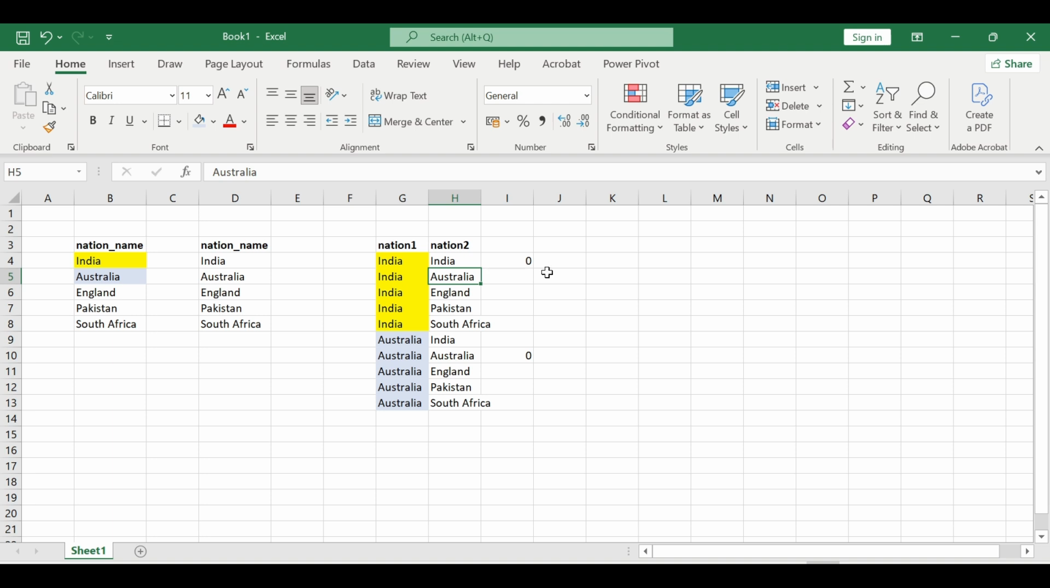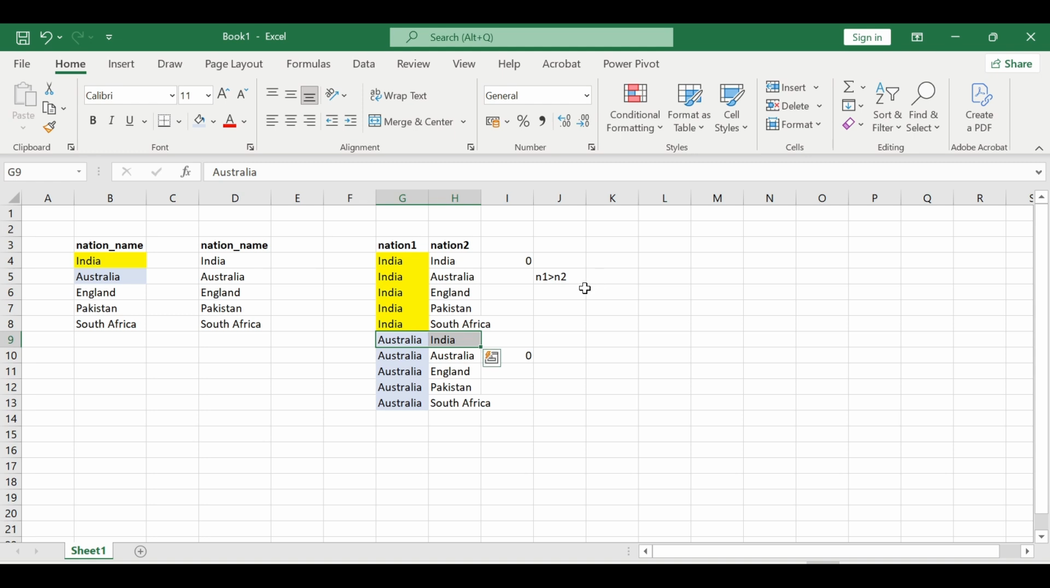So let's say we say nation 1 is greater than nation 2, then what will happen? This row will get excluded definitely because both these are equal, so this will get excluded. And similarly, if we talk about this row, India and Australia, then in this case it will not get excluded, but this will get excluded. Australia is not greater than India, so out of these two combinations we will only preserve one of them.